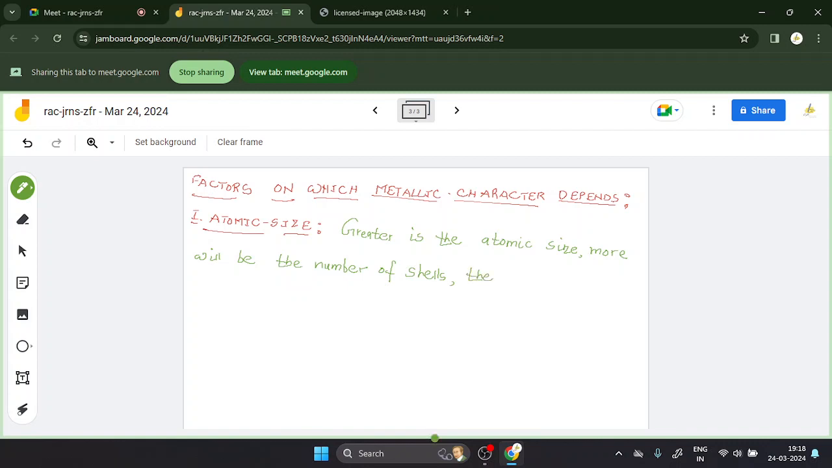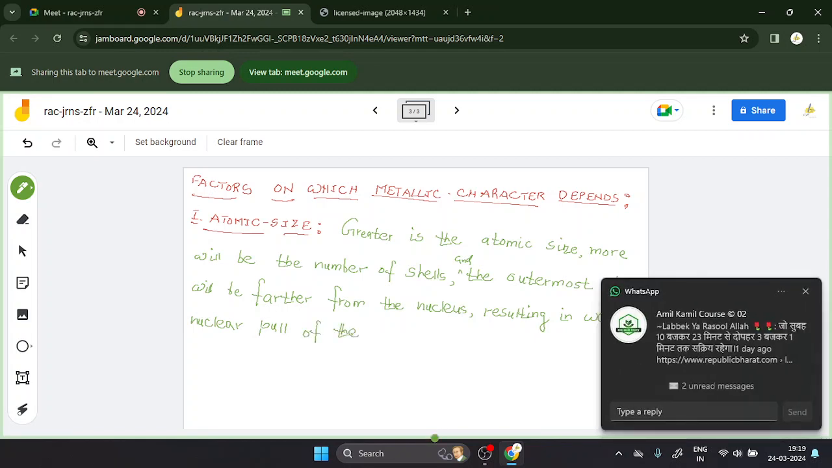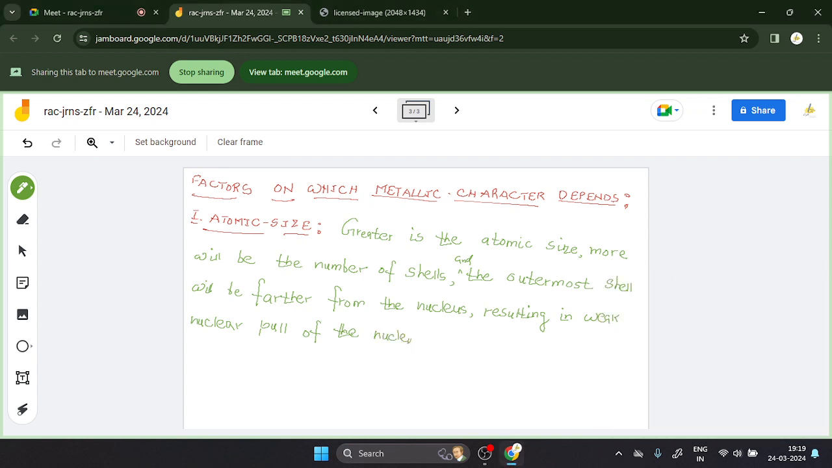And the outermost shell will be further from the nucleus, resulting in weak nuclear pull of the nucleus on the electrons, and thus electrons can be removed easily.